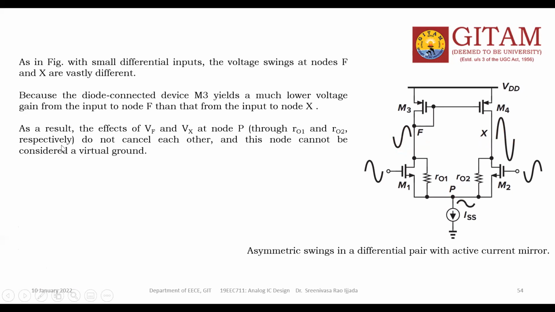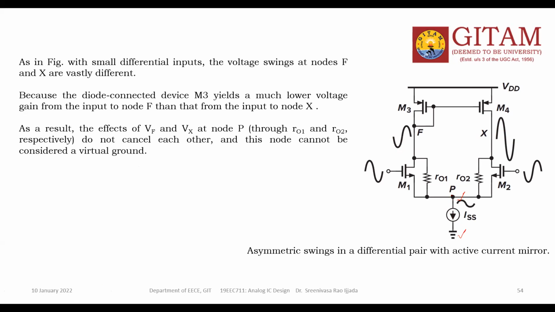See, as a result, the effects of the VF and VX at node P through R01 and R02 do not cancel each other, and this node cannot be considered a virtual ground. What do you mean by virtual ground? Whatever the voltage at this point, the same voltage can appear here. Even though some component is present between them, that is called the virtual ground concept.